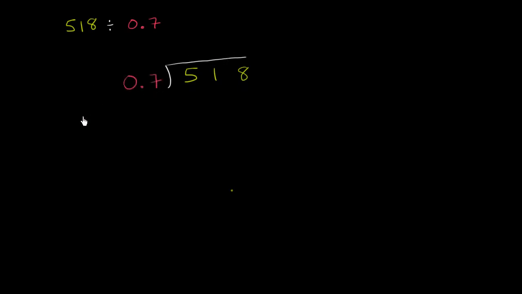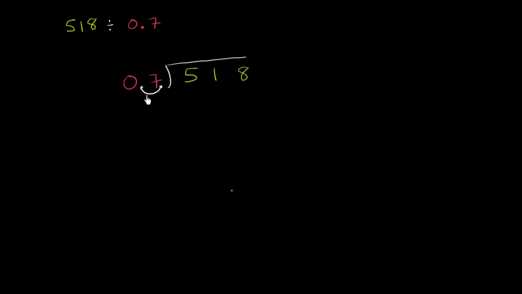So the first thing we do, since we're dividing by a decimal, is try to turn this into a whole number somehow. Well, the best way to turn this into a whole number is to multiply it by 10, which is essentially shifting the decimal point over to the right. So this would become a 7. But we can't just do that only to what we're dividing by. We also have to do that to the 518 so that the value does not change. So we need to multiply both of these times 10.